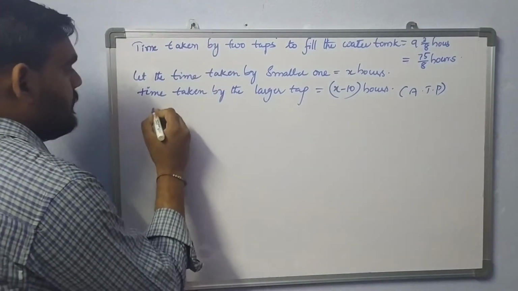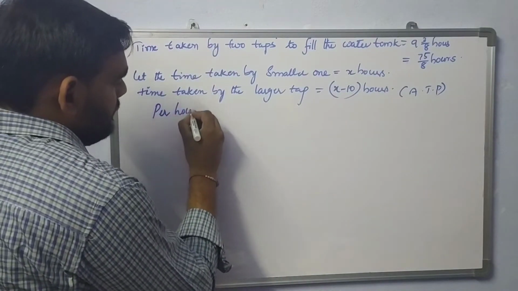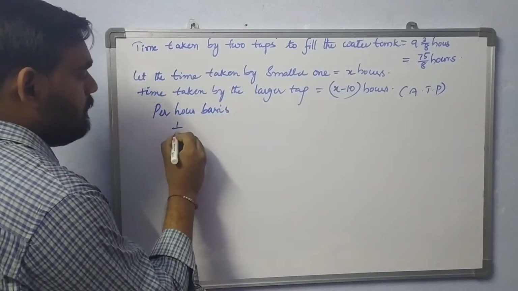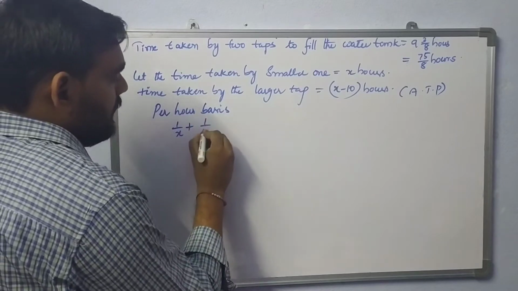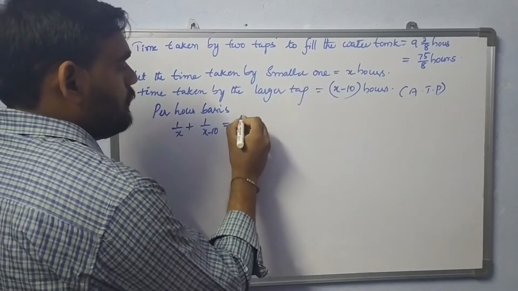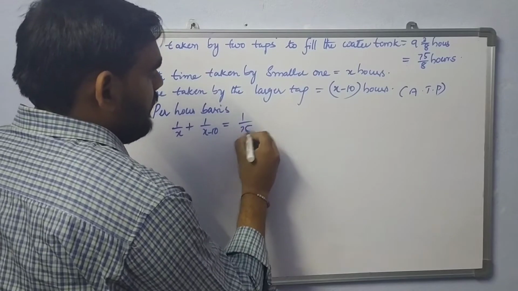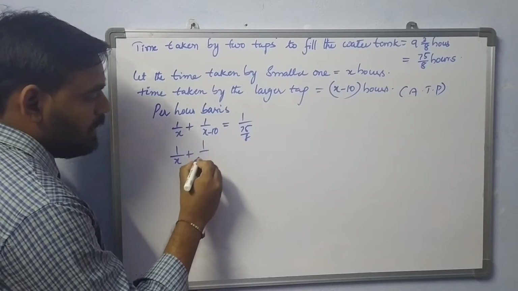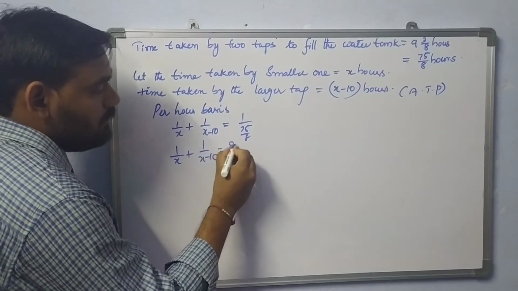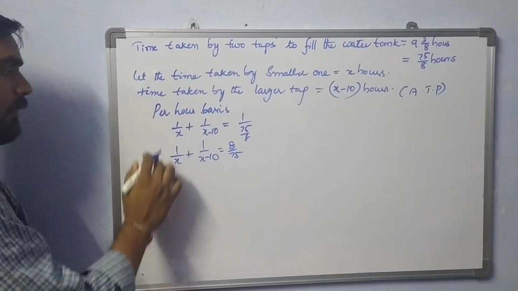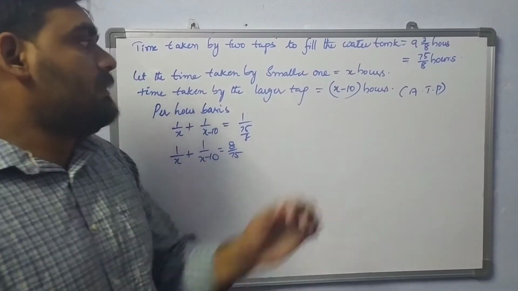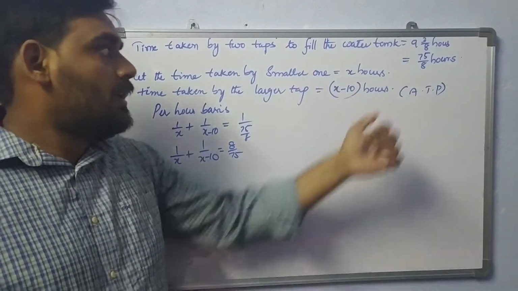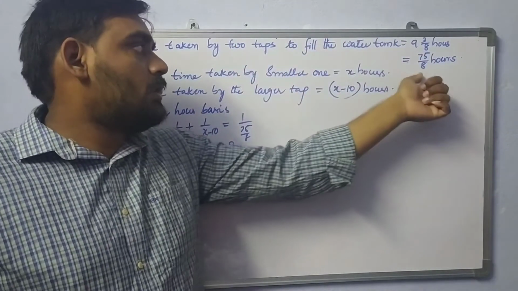For our basis, we can write 1/x plus 1/(x minus 10) is equal to 1/(75/8). This can be written as 1/x plus 1/(x minus 10) is equal to 8/75. Why did I write it like this? This is the time taken by the smaller one, this is the time taken by the larger one, and this is the time taken by both taps.